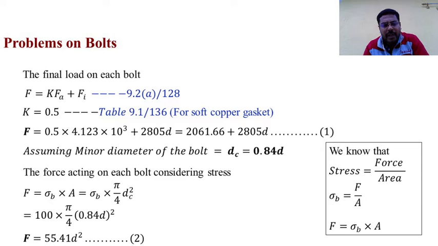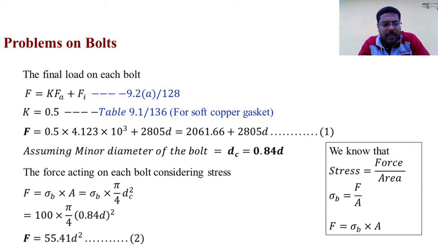Assuming the minor diameter of the bolt is dc = 0.84 D. This is always in the formula. Find the value of D. We know that stress is equal to force by area, so sigma B = force by area, then F = sigma B into area. The force acting on each bolt considering the stress, F = sigma B into A, where A = pi by 4 into dc square.